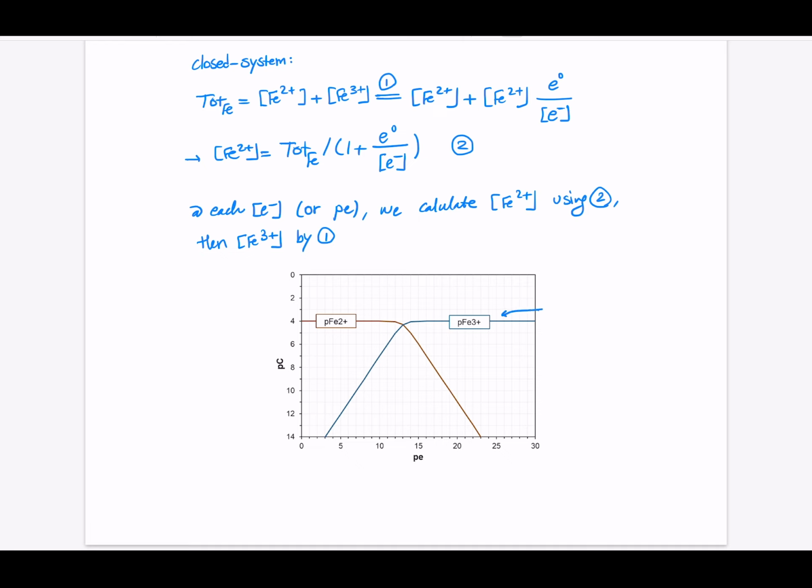This is the more oxidized species on this side, and then more reduced here. And as you see, everything is changing significantly.